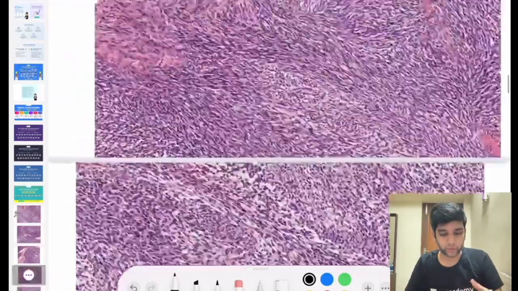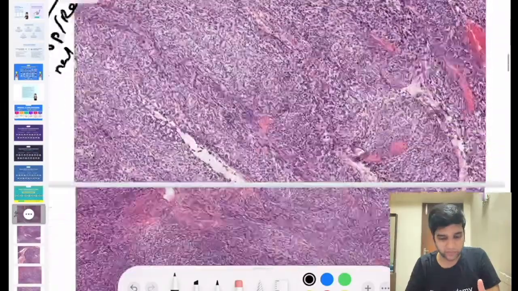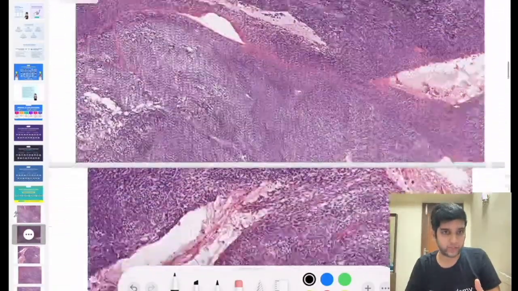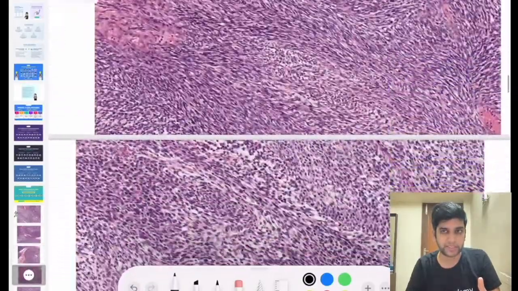So I'll just go from the top again. These are the few images. Most of them are in higher power. I don't have a scanner view. There is no kidney element attached to the mass. It's just a mass with all these fibers, elongated cells and everything.